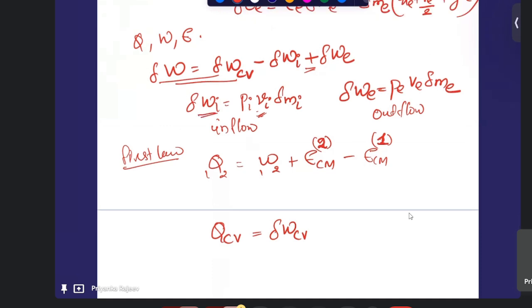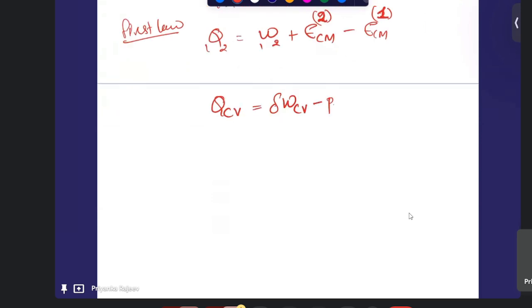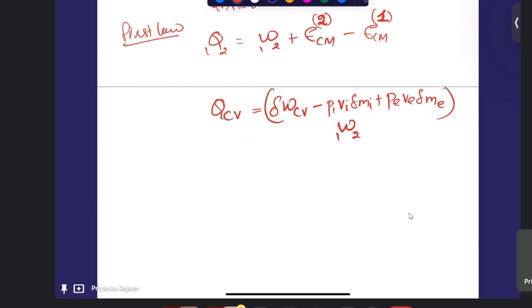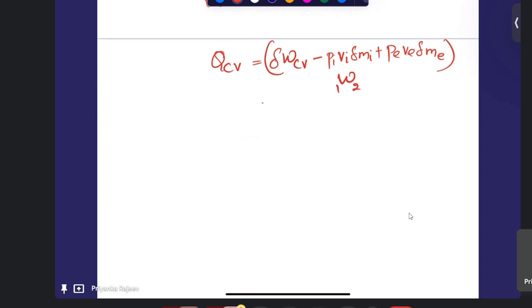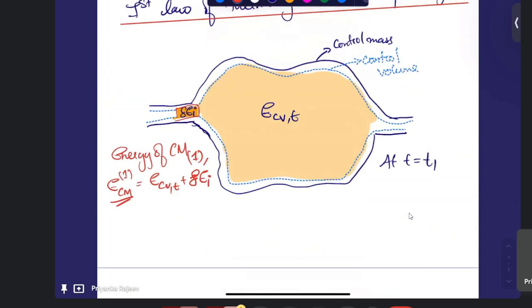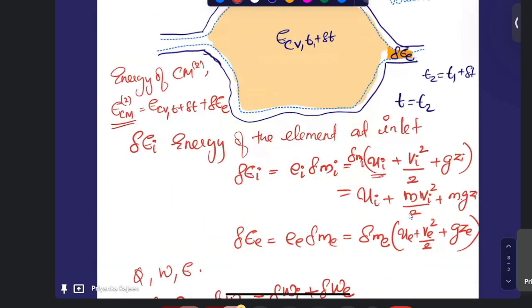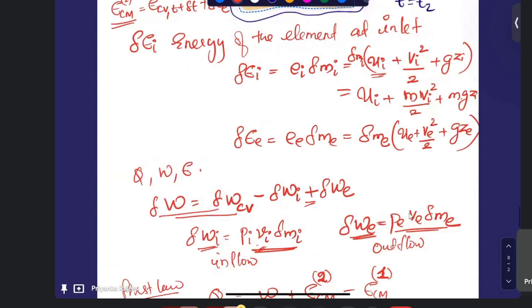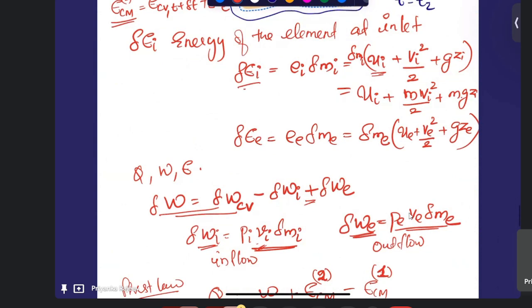Then instead of WI and WE, I have to write these terms. Flow work of inlet and outlet. So this is W12. Plus, what is E1 and E2? E1 and E2 are the control volume terms that we have taken. So this is what we have to write.